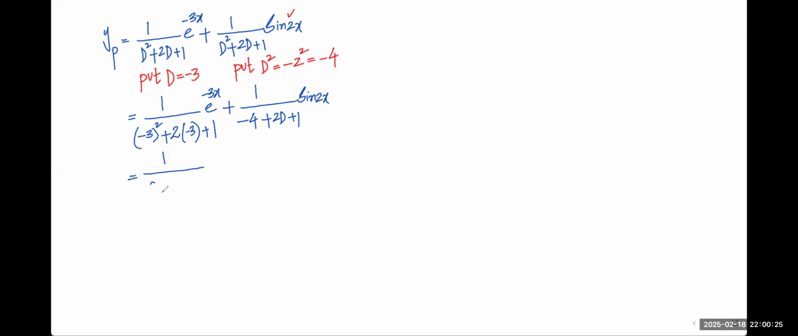Red color is the rule. D value we have to replace, D square we have to replace. That is the rule.